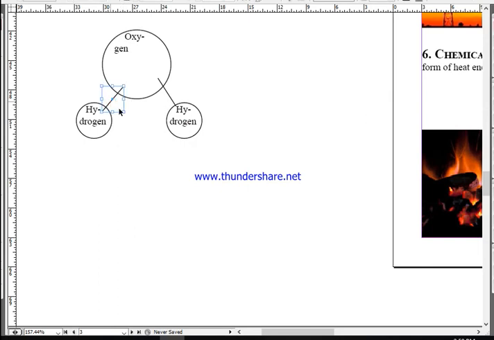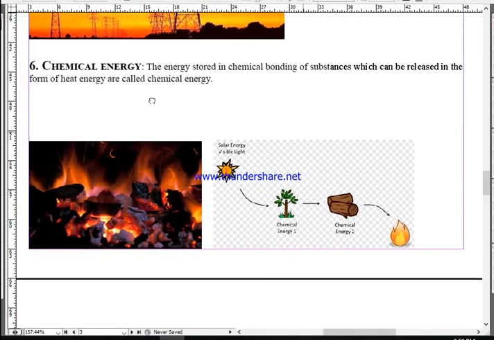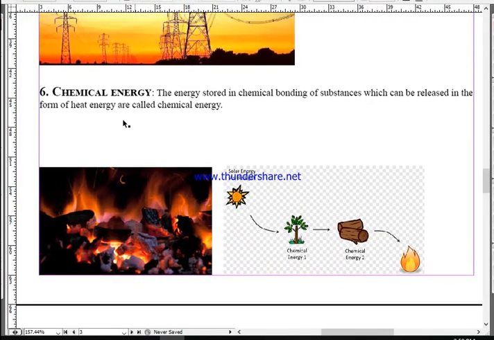Here, these forces of attraction that bind atoms to form a molecule are called chemical bonding. Since these are forces of attraction, they definitely possess energy, and that energy is known as chemical energy. So every single object has chemical energy. Your paper, your hand, your food.